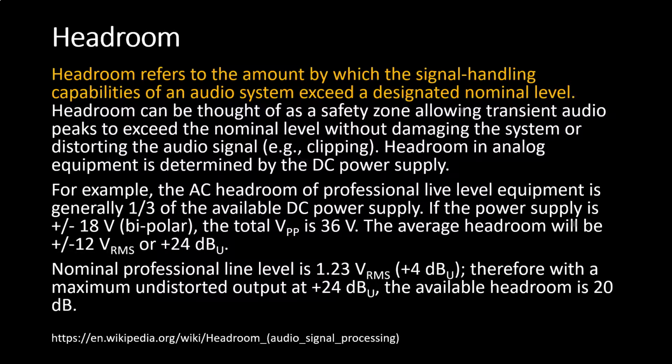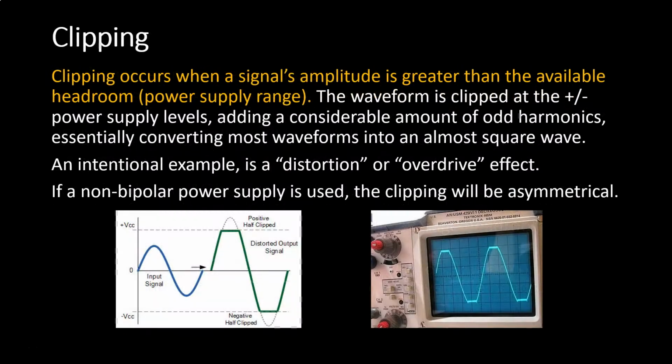Nominal professional line level equipment runs at about 1.23 volts RMS, and we will not talk about RMS in this lecture. That is equivalent to plus 4 dBu, and therefore a maximum undistorted output is plus 24 dBu. The available headroom is 20 dB. Now, we talked a moment ago about clipping. Clipping is what happens when the output signal exceeds the range of the power supply.